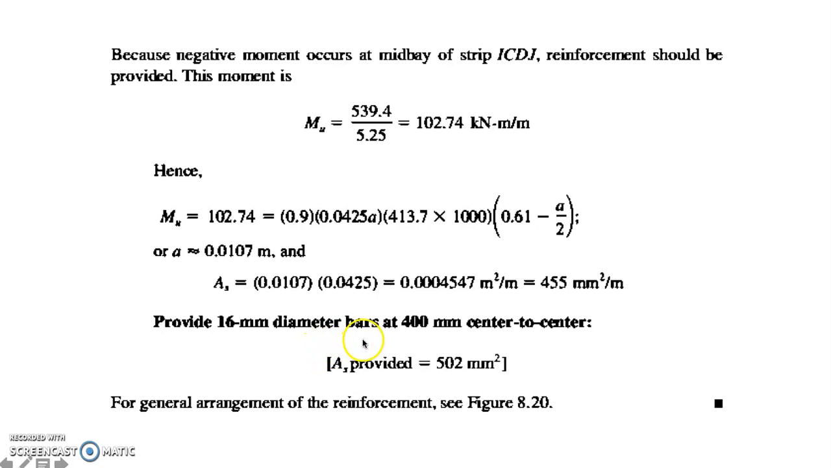201.11 mm squared. So to get the spacing, 201.11 times 1,000 is equal to the area of the steel, which is 455 times S. So you divide, and S is equal to 401.89, or approximately we use 400 mm spacing from center to center. So the area of the steel provided would be equal to the area of one rod, which is 201.11 times 1,000 over 200. That gives us 502 mm squared.